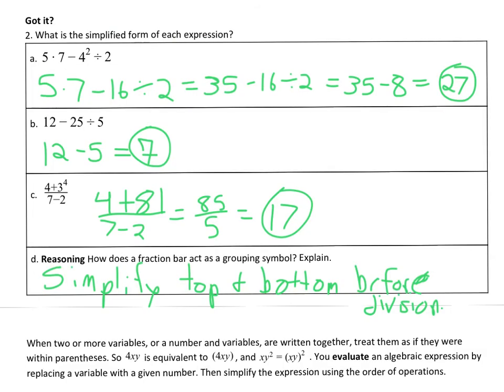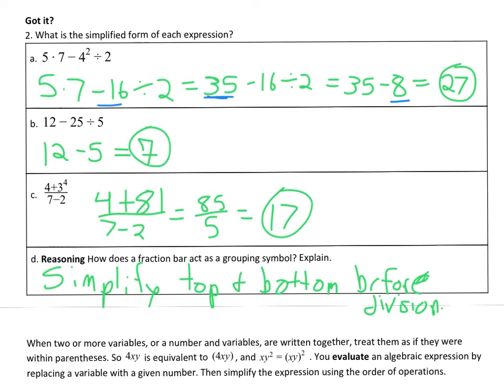Okay, so here are my solutions for the got it problems, and I circled each of my simplified versions of those expressions. So a quick run through of A. I took care of the 4 squared first, and that was 16. And then I took care of my multiplication because I had 5 times 7 and then 16 divided by 2. But I read that multiplication and division from left to right. And then I took care of 16 divided by 2. And then I subtracted in the end to get 27.